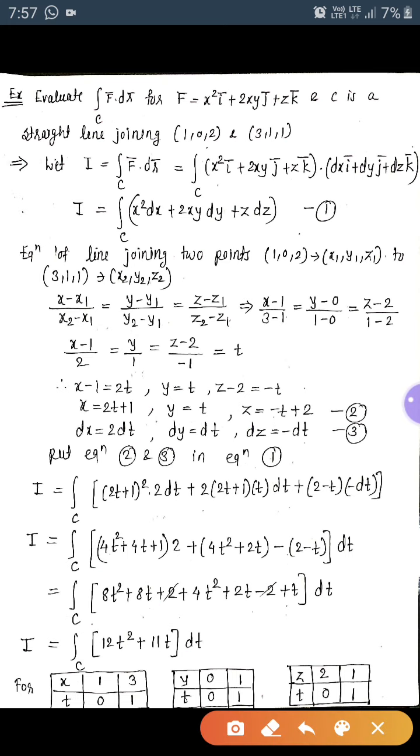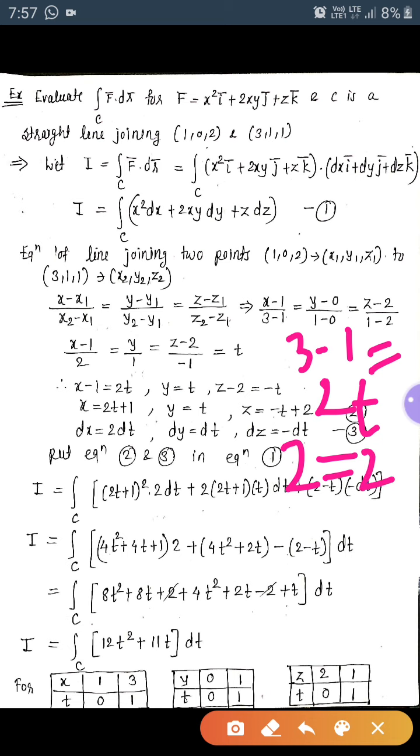Now second, x is equal to 3. So 3 minus 1 is equal to 2t. 3 minus 1 is 2, so 2 is equal to 2t. So what is the value of t? t is equal to 1. Similarly, we can check the value of y as well as the value of z. So we will again get the t value ranging from 0 to 1.